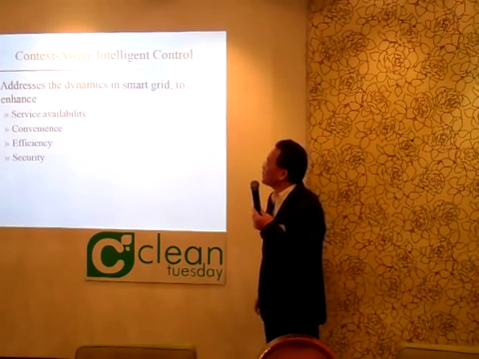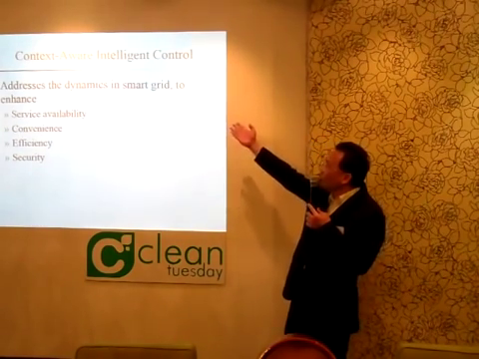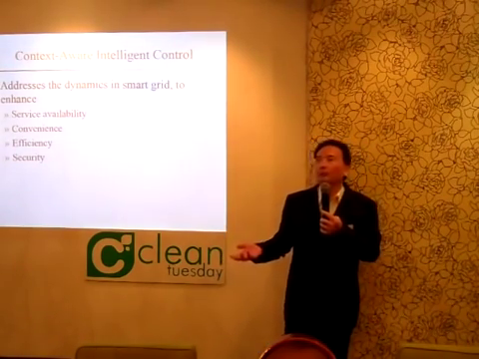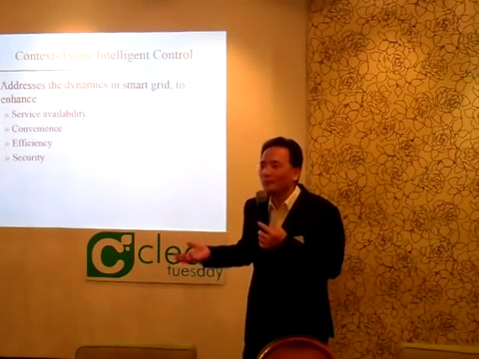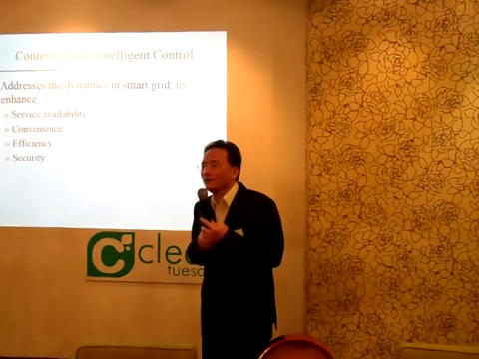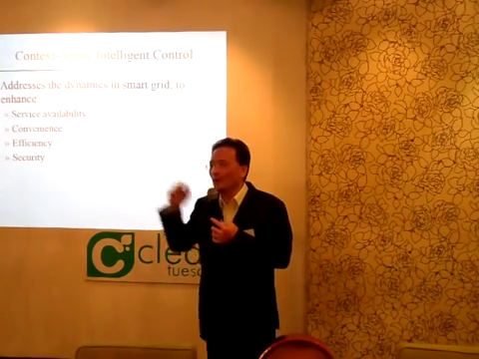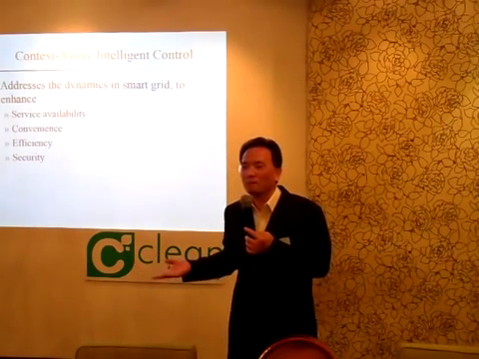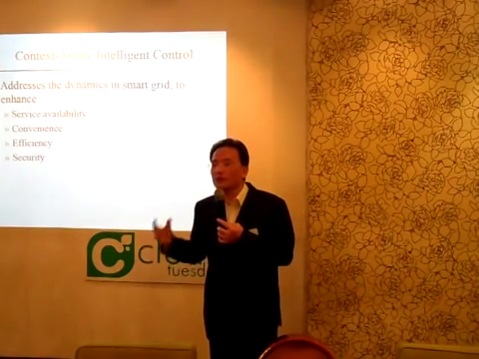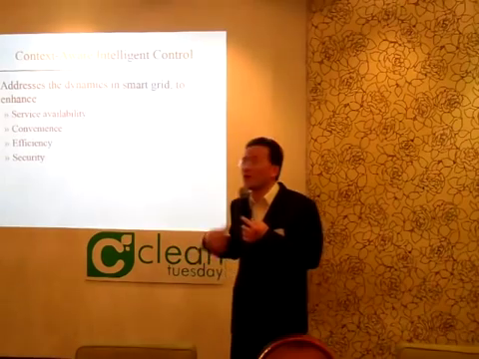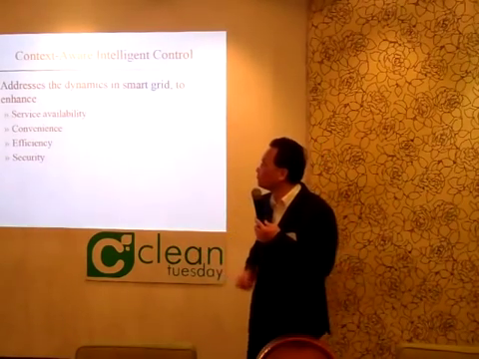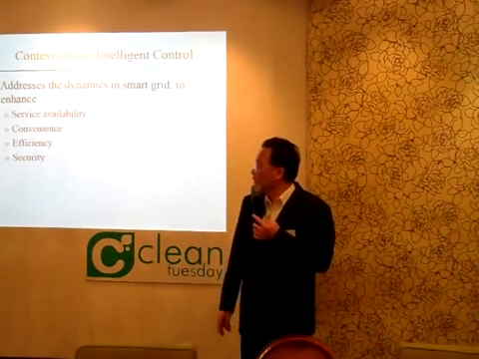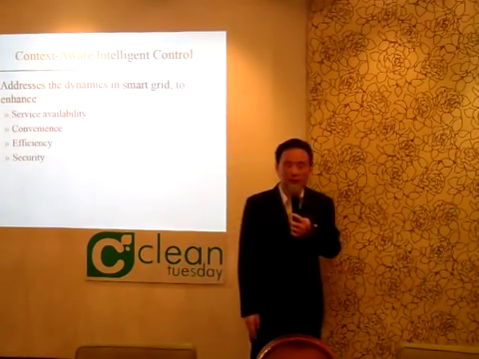Then, in order to address the dynamics in the smart grid, we have something called context-aware intelligence control. For example, when I walk into a room, because of the special tag that I'm wearing, the room knows that I want to turn on the light. The room knows that when I walk in, I want to have 23 degrees centigrade, so it adjusts the air conditioning accordingly. Depending on the situation, it's customized to the individual situation. This is to enhance service availability, convenience, efficiency, and security. Next, please.